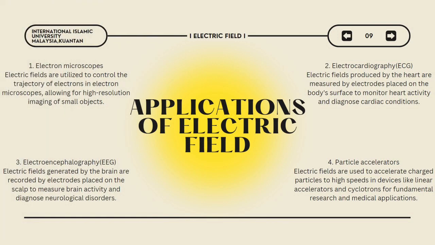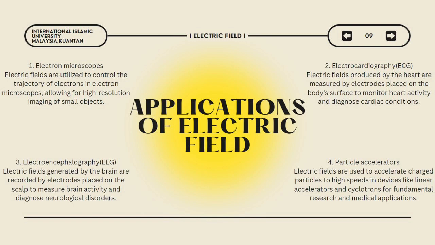Applications of electric field. First, we have electron microscopes. Electric fields are utilized to control the trajectory of electrons in electron microscopes, allowing for high-resolution imaging of small objects. Next, we have electrocardiography, also known as ECG. Electric fields produced by the heart are measured by electrodes placed on the body surface to monitor heart activity and diagnose cardiac conditions.